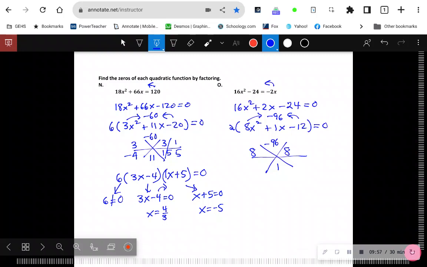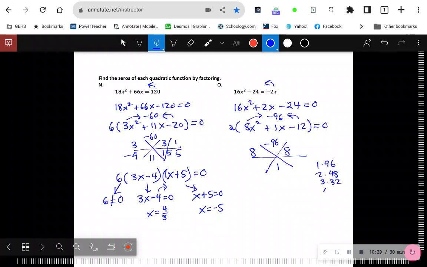Let me see if there's one here. Yeah, that's a little problematic here. I'm not sure we're going to be able to get this one to work here. So let me list what's available for us. There's 1 times 96, 2 times 48. You can't make those work to get a 1. 3 and 32.